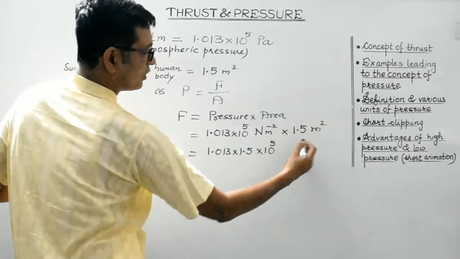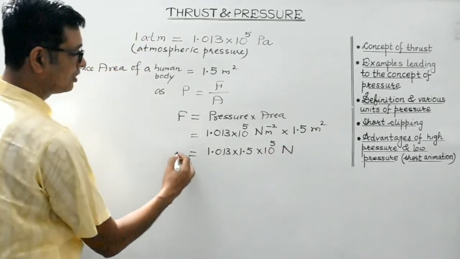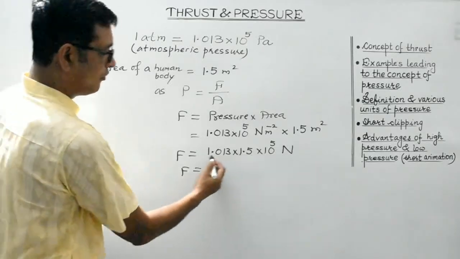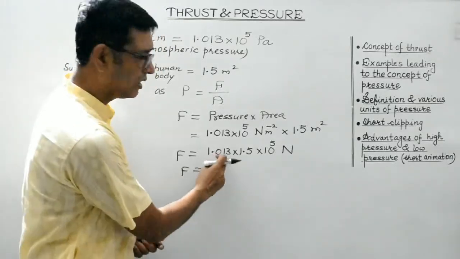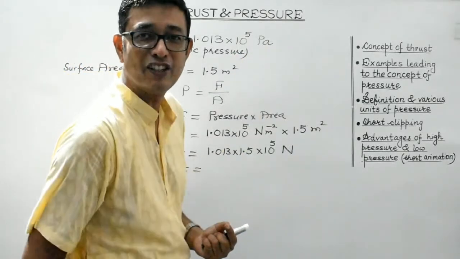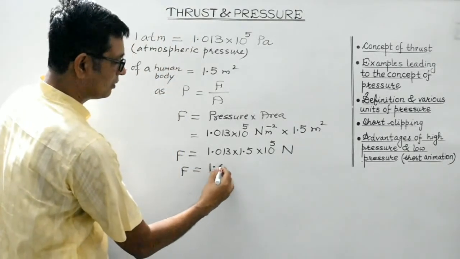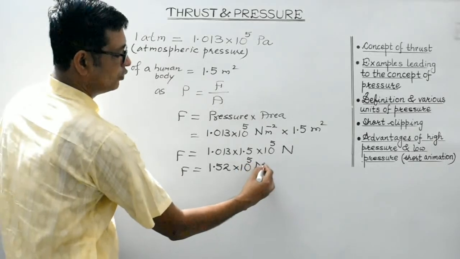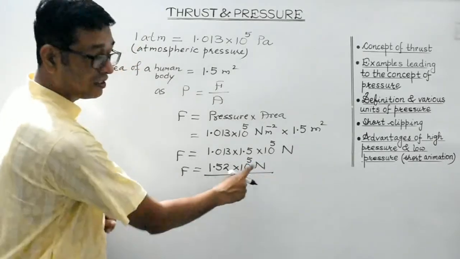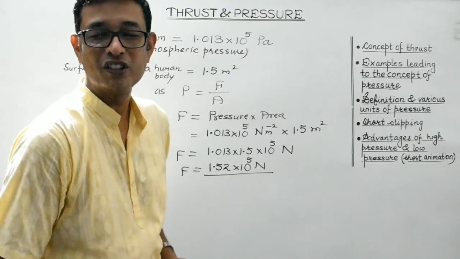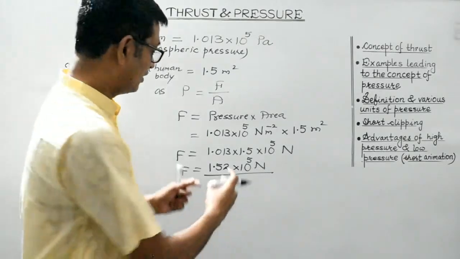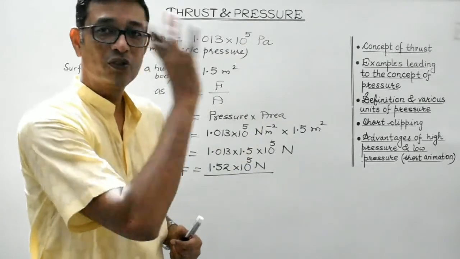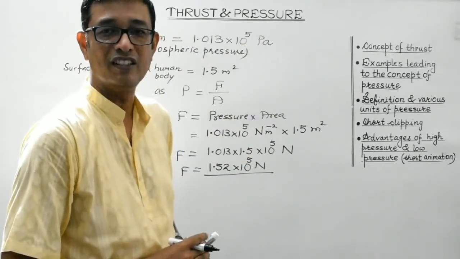Per meter square gets cancelled, so we will obtain the force in Newton. You can calculate it: 1.5 multiplied by 1.0, something a little bit greater than 1. So it will be actually about 1.52 into 10 raised to the 5 Newton. Students, this is a huge force, 10 raised to the 5. It's a huge force which is acting on our body due to the Earth's atmosphere surrounding us.